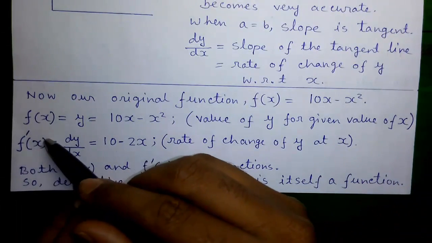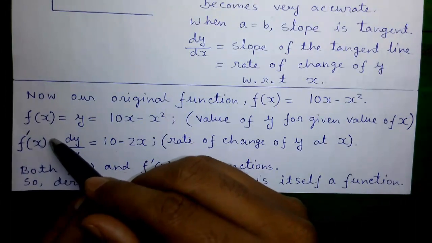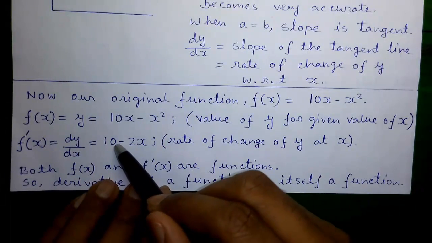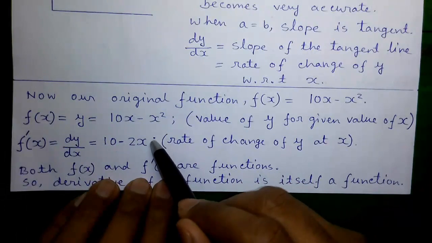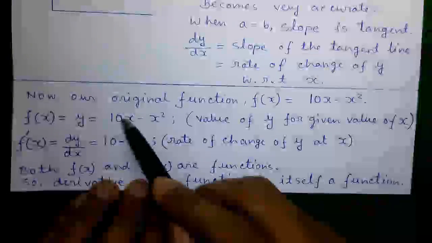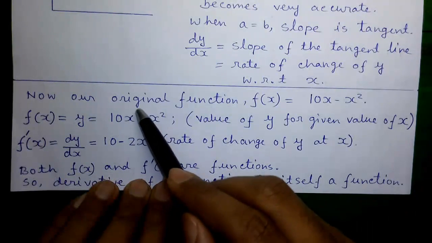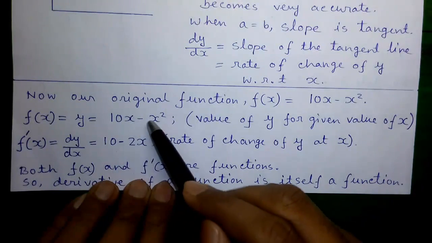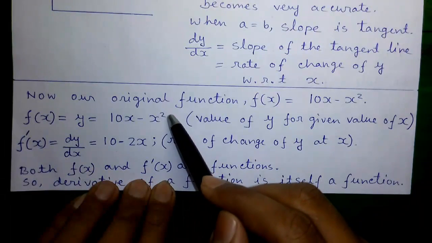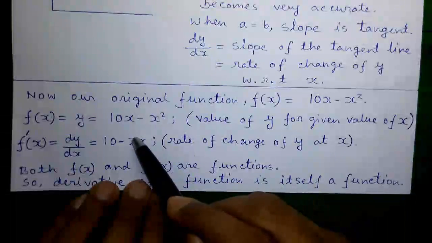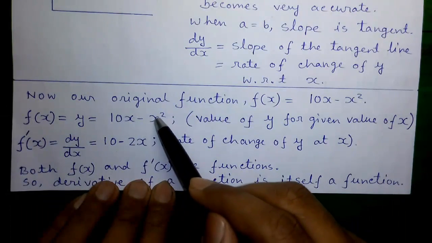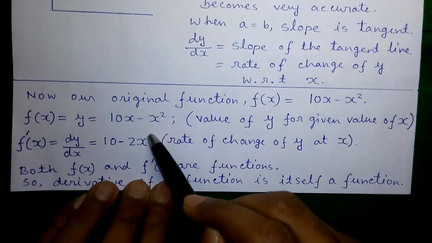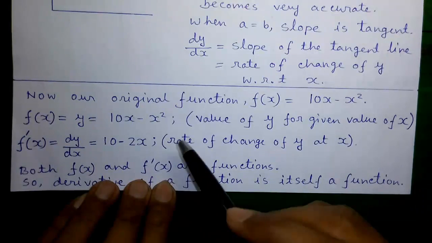Next, f dash x or f prime x equals dy by dx. It's called the derivative function of our original function, equals 10 minus 2x. It is very simple. We know that while differentiating, the variable part goes out. So 10 into x, where x is the variable, will go out, 10 remains, minus x to the power n, or x to the power 2. So the formula for differentiation is n will come forward, 2 will come forward, and x's power will be subtracted by 1. So x to the power 2 minus 1 is x to the power 1, or x. So it will be minus 2x.